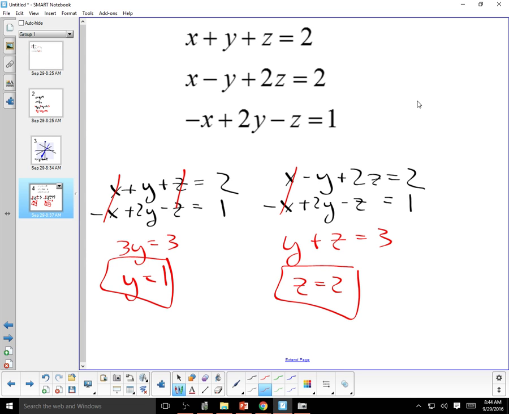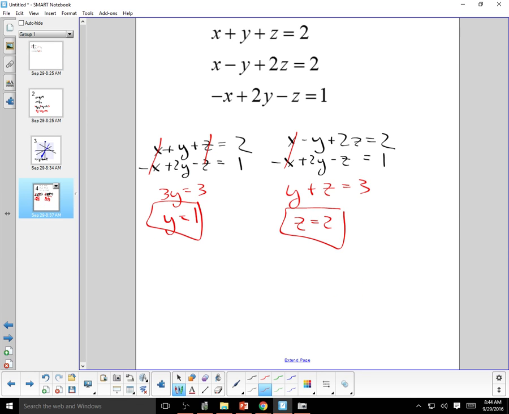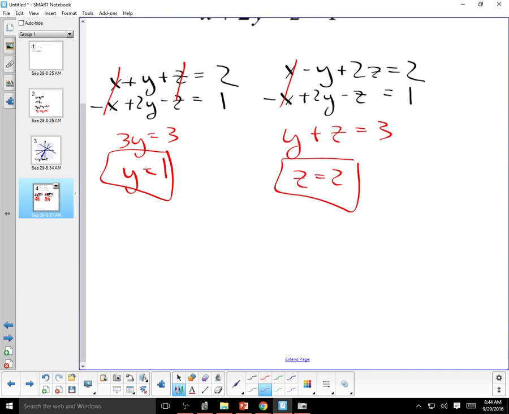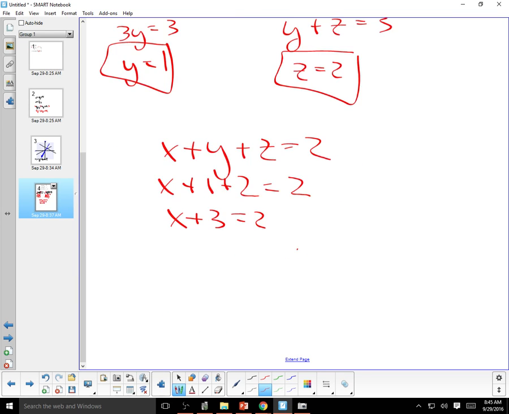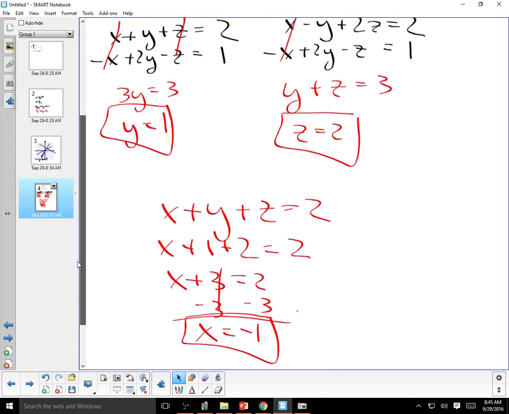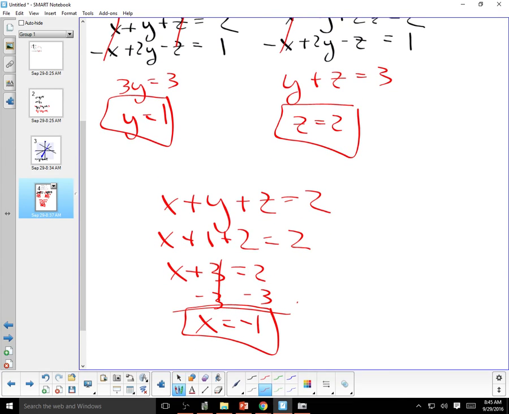Go to the very top one up there. It says x plus y plus z is 2. So that means that a 1 plus a 2 gave me a 2. So what does x have to be? Not 0, negative 1. And you could solve it if you wanted to. X plus 3 is 2. Minus 3, minus 3. That means that x is a negative 1. Now, I have a solution. I'm suggesting negative 1, 1, 2.